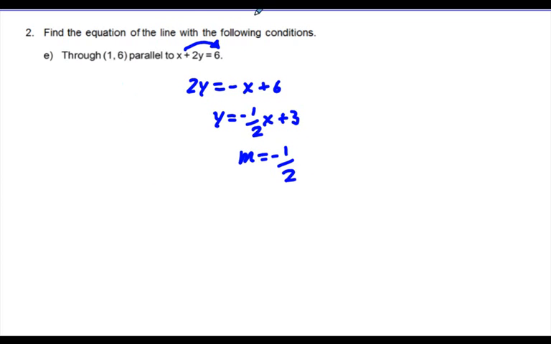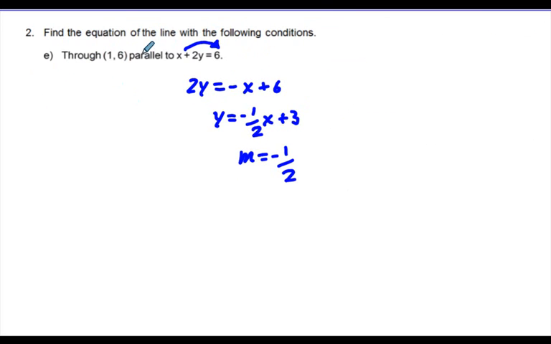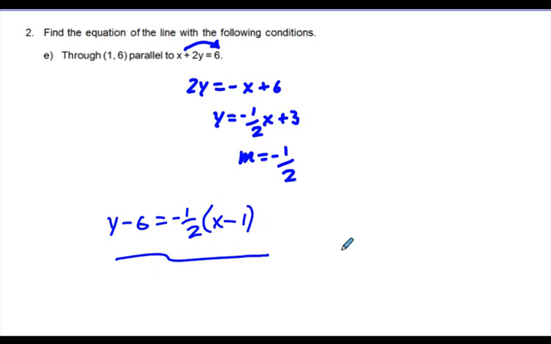And so our m is going to be equal to negative 1/2. And accordingly, our line that is through this point and parallel to this line right here is going to be y minus y1 equals m times x minus x1. So that's going to be E. Yeah, that's going to be right.